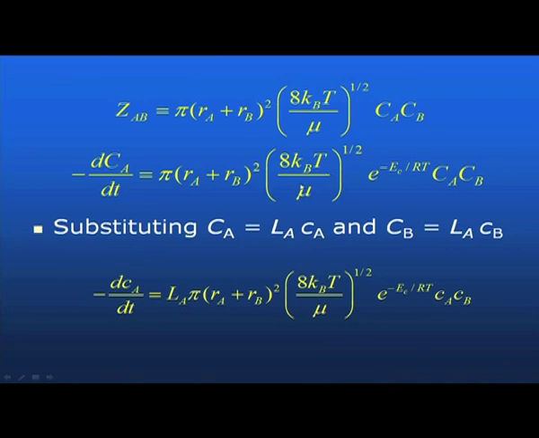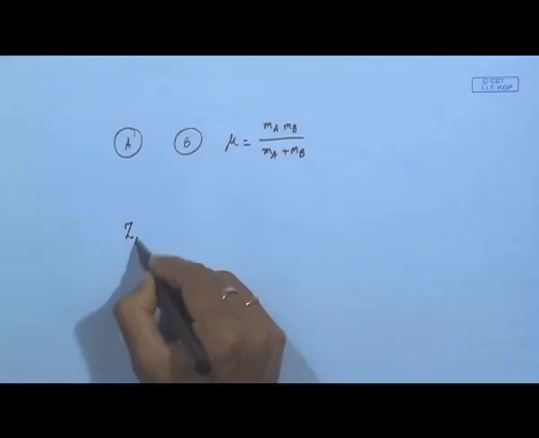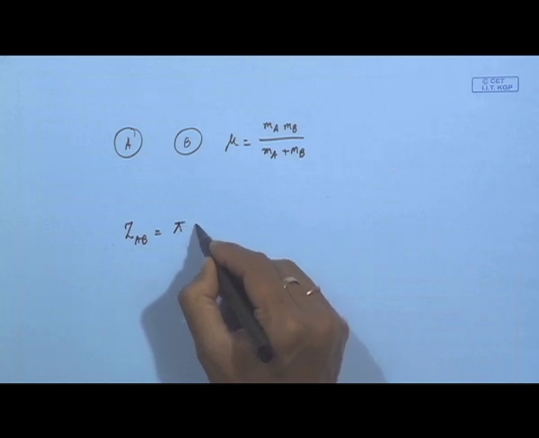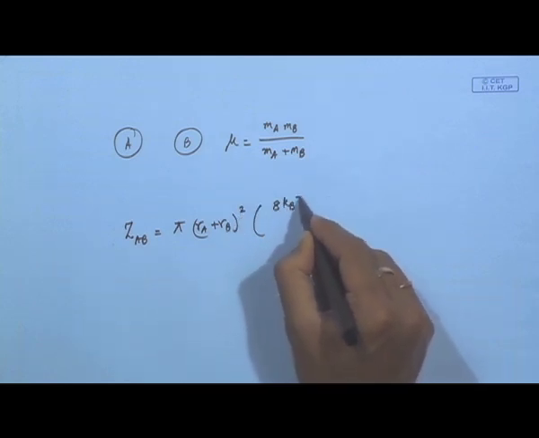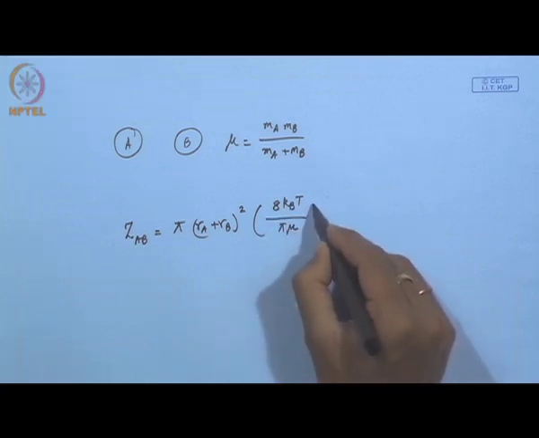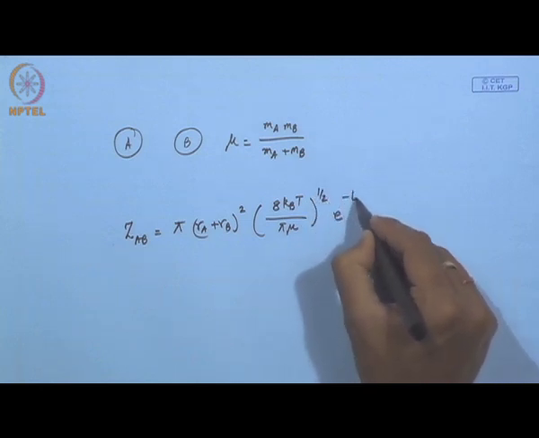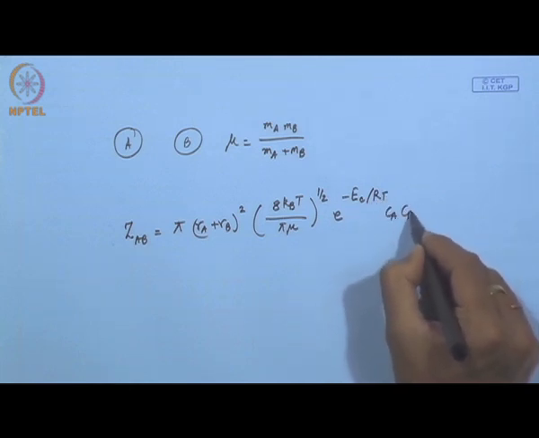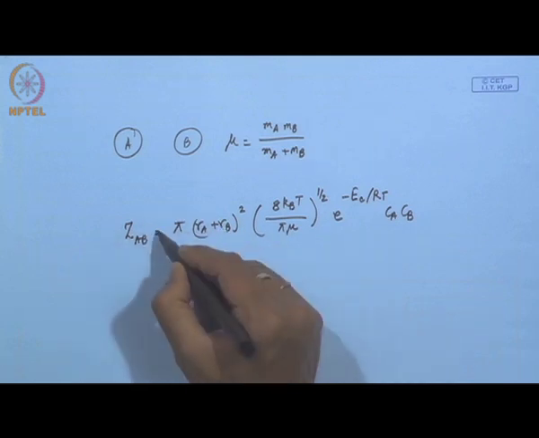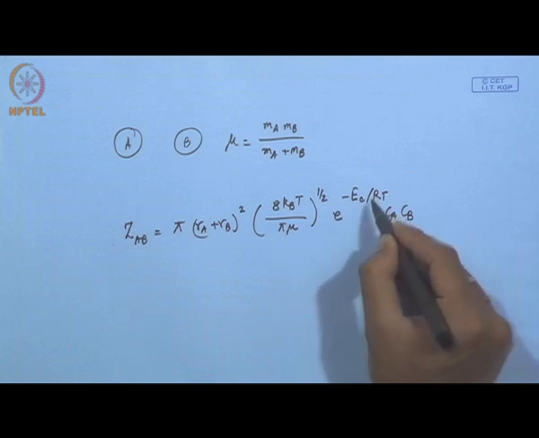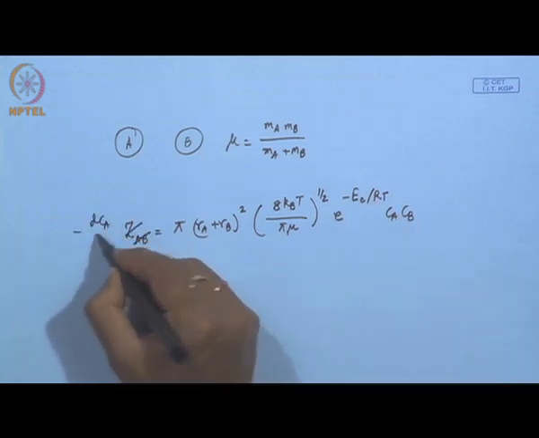Then of course, here there will be a pi, because this pi has somehow been dropped. So, here we have to put pi over here, there should be one pi. Let me write it over here, because there is a little typo anyway. So, ZAB is equal to pi (RA plus RB) whole square, 8 kB T by pi mu to the power half, e to the power minus EC by RT, CA CB. So, this is the expression for ZAB. So, left hand side will now become minus dCA dt if you multiply.